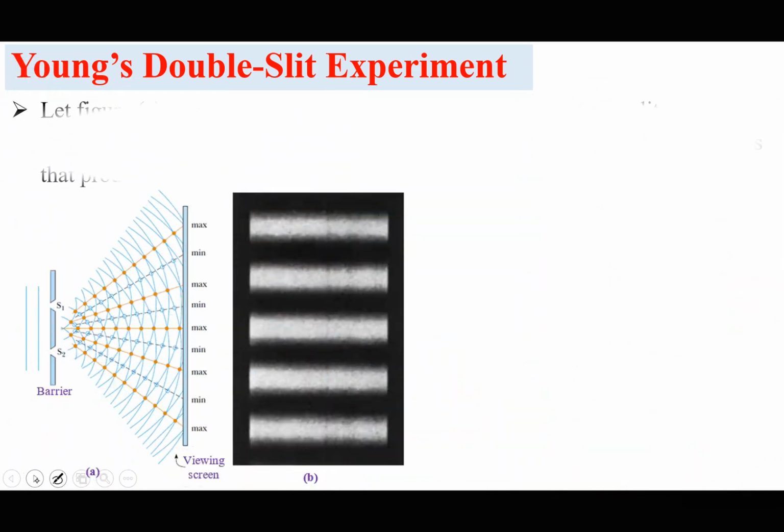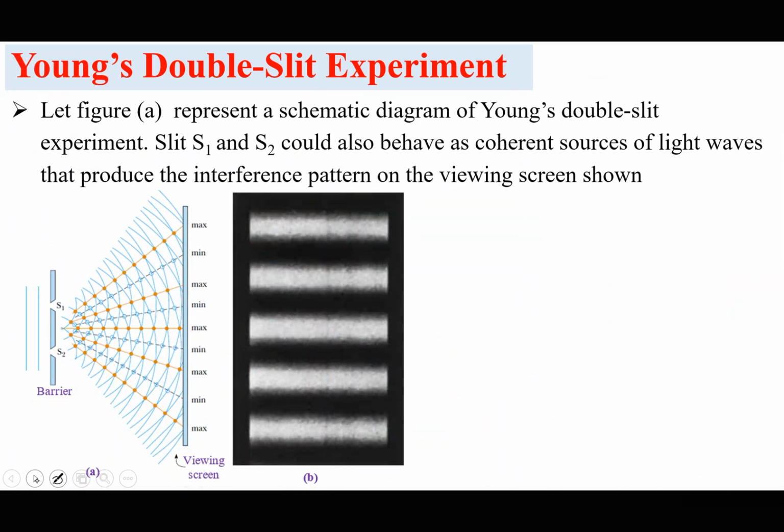So let us focus on this figure here. This figure represents a schematic diagram of Young's double slit experiment, where we have of course a primary source this side, and then we have secondary sources S1 and S2, which are just slits. Slits S1 and S2 behave as coherent sources of light waves that produce the interference pattern on the viewing screen as shown here. These are coherent because they are just dividing the wavefront which is coming from the primary source.